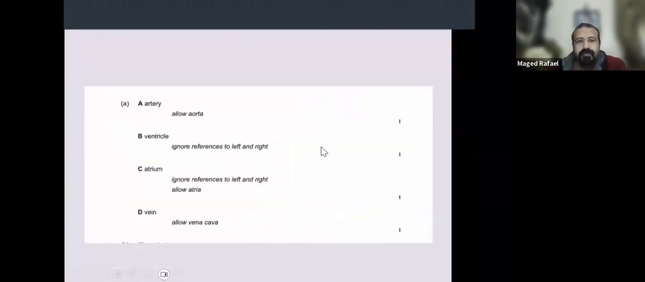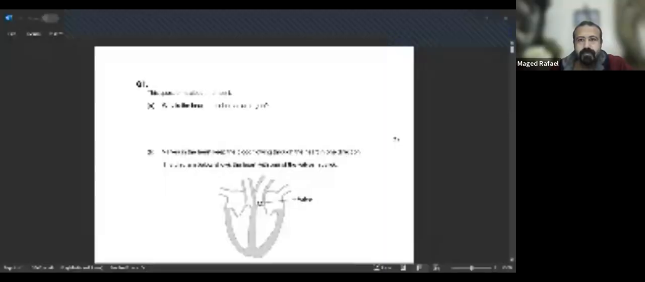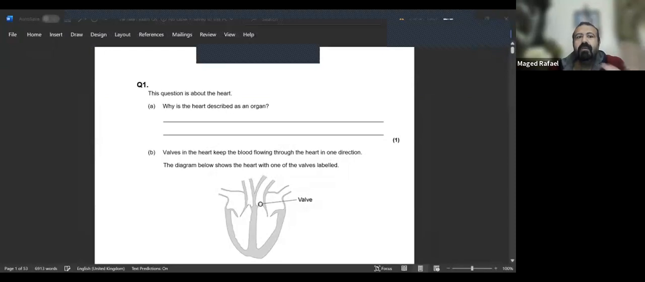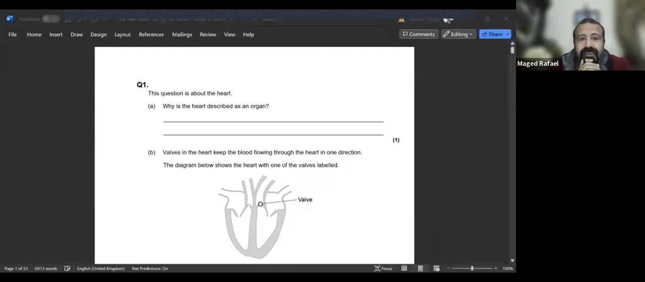Let's go to, now we have covered everything related to the heart and the heart structure. I want to share with you another sheet to answer together. Question 1. This question is about the heart. Why is the heart described as an organ? As if I'm asking you what is the definition of an organ. What do you think?